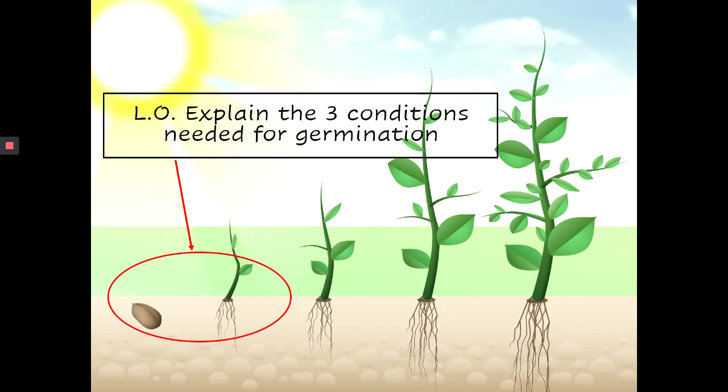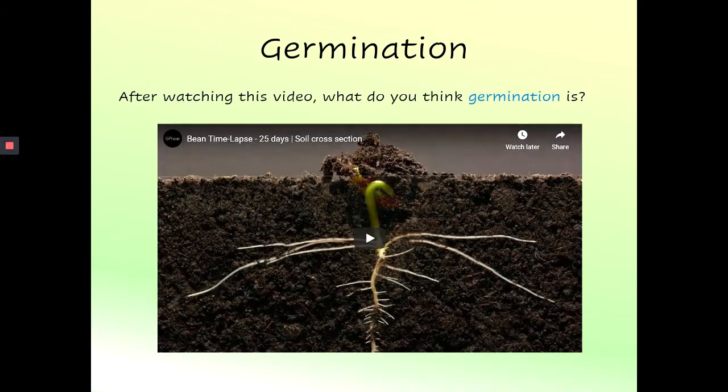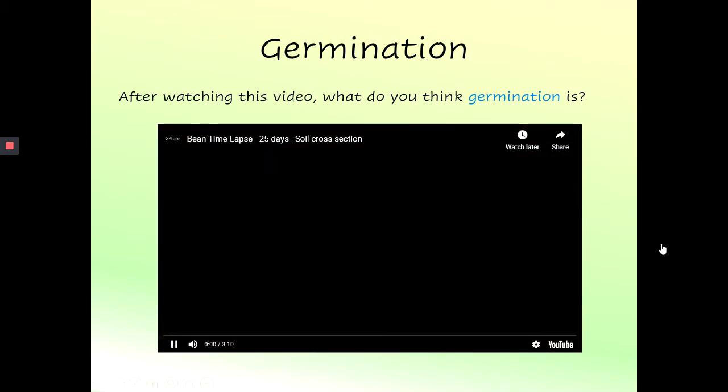By the end of this lesson, you should be able to explain the 3 conditions needed for germination. Awesome. So before I tell you what germination is, we're going to watch this video and guess what germination might mean. This video shows the germination of a seed. So let's watch this. It has some cool music.